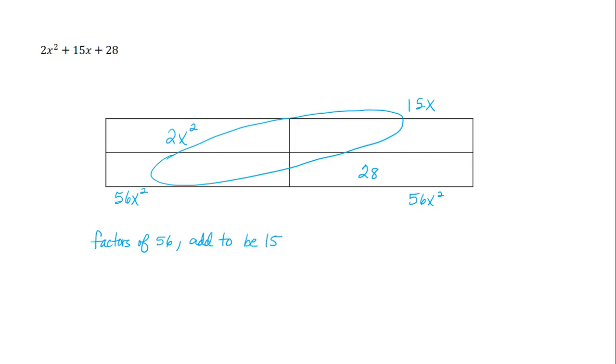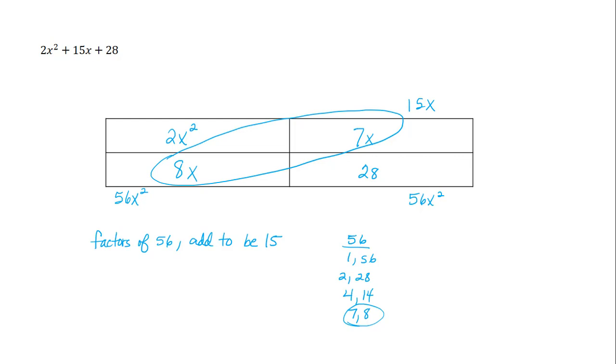So if I think about the factors of 56, obviously 1 and 56, 2 and 28, 3 doesn't go into it, 4 and 14, and then 7 and 8. So which in this list has a sum of 15? Well, that is 7 and 8. And it doesn't matter where I put the 7 and 8. I'll put the 7x in the top row and the 8x in the second row.